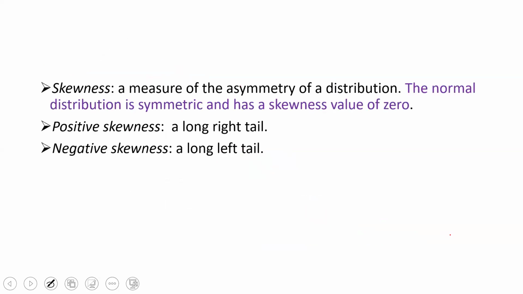So skewness, like I've been talking about, left skew, right skew, is a measure of asymmetry of the distribution. The first histogram we saw was symmetrical. So the normal distribution is symmetric, and the skewness is 0. However, if you have a positive skew, you have a long right tail, something like that. A negative skew, long left tail, something like that. All right, so that is for skewness. Long right tail, long left tail.